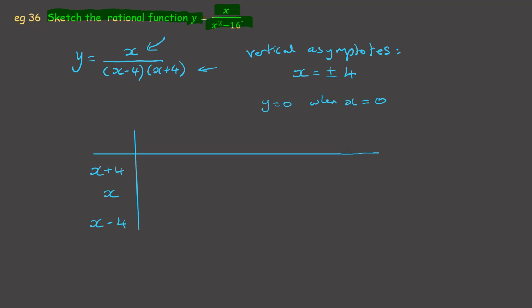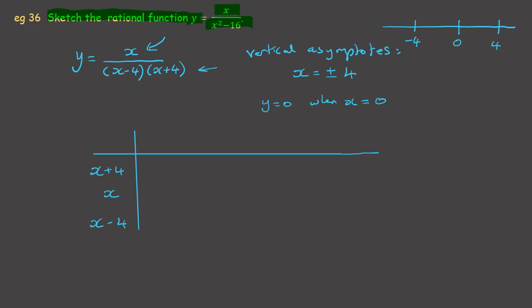And where do they change sign? So you can do this with a straight line as well. So at negative 4, x plus 4 changes sign. To the left of negative 4, it's going to be negative. To the right of negative 4, it's going to be positive. X changes sign at 0. To the left of 0, it's negative. To the right, it's positive. And x minus 4 changes sign at 4.